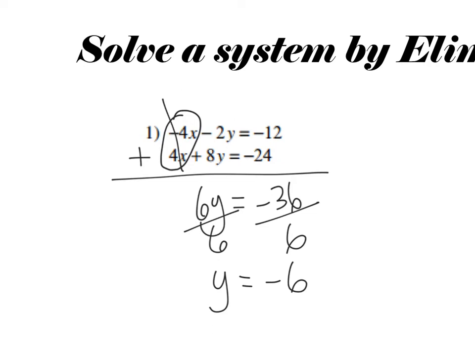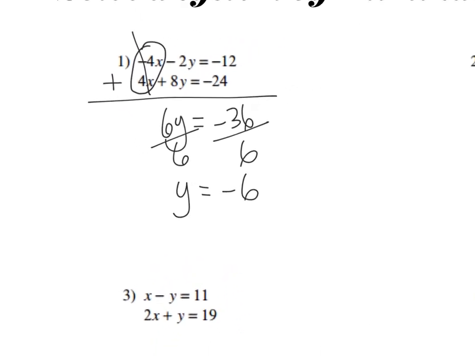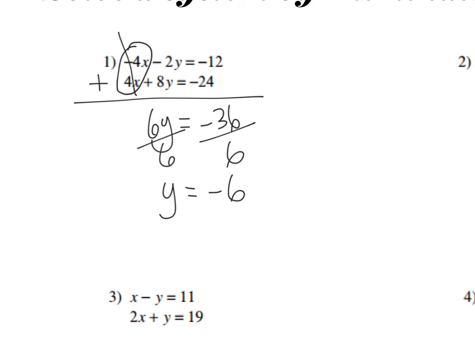Just like in the past, any system that has a solution, the solution comes in the form of an ordered pair. So a lot of people feel like they've done enough work at this point and they should be done, but they have not done all the work because they have to find a value for x so that they have the full solution. I can use either one of these original equations, but what I'm going to do is write it out, and wherever I see y, I'm going to plug in negative 6. I'm using the first one.